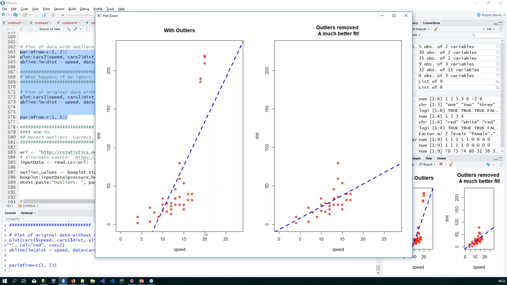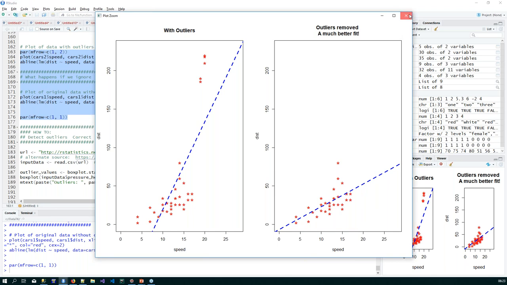And now you can see, on the left-hand side, if a new data point comes in with a speed of 20, my predicted distance would be around 150. Whereas once I've removed the outliers, if I go with the new data point with a speed of 20, my predicted distance would be around 60. So this has a huge impact on outliers and therefore also on the predictions.